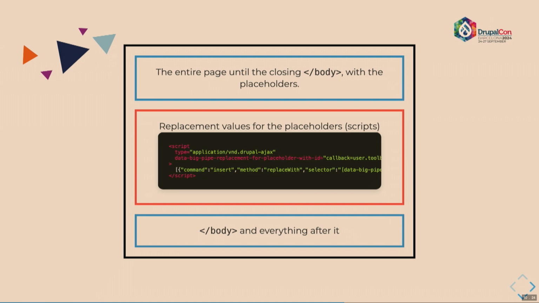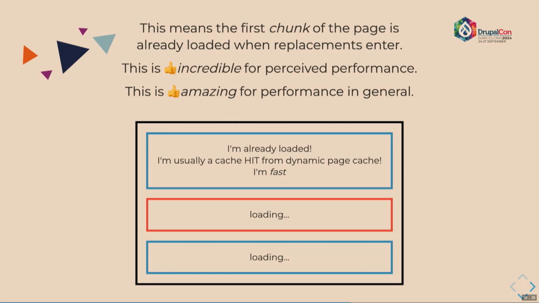Then there is a replacement value for each placeholder, which is a script that will replace each one of the placeholders on the page, and then the closing body tag and everything after it. And this means that the first chunk of the page is already loaded when replacements are entering, okay? And usually, this is the cache hit from the dynamic page cache with the placeholders in place. So this is incredible for perceived performance because actually, the blue parts of the page are visible to the user before the red parts enter, okay?